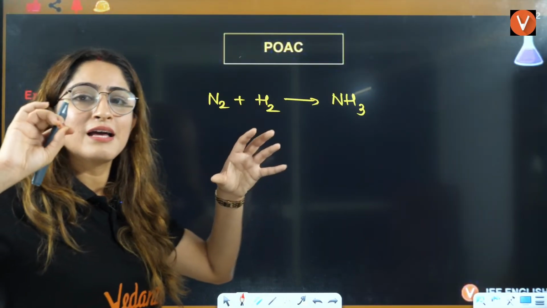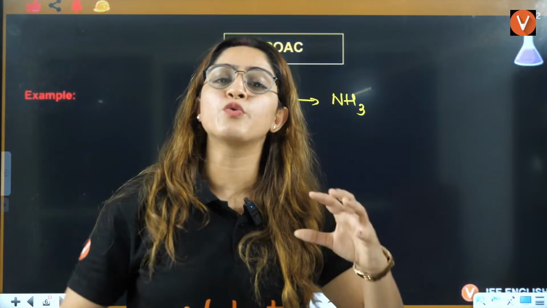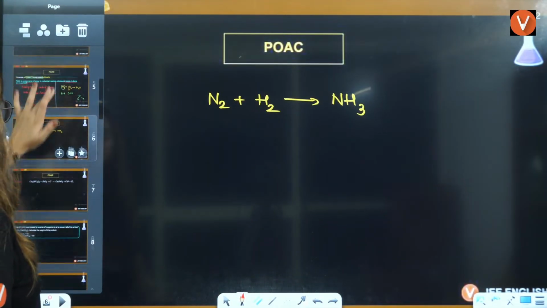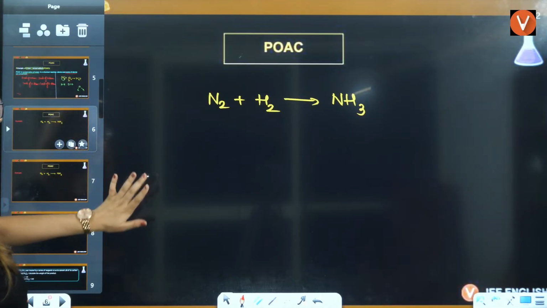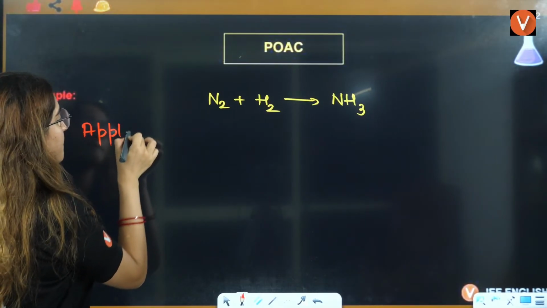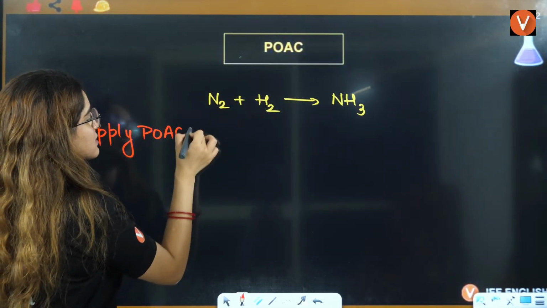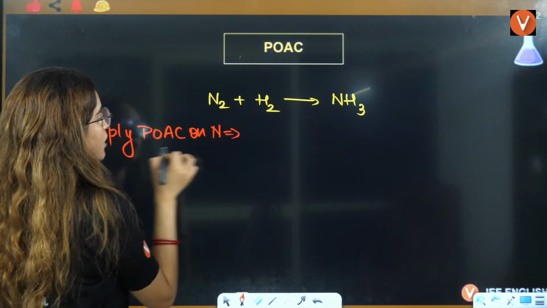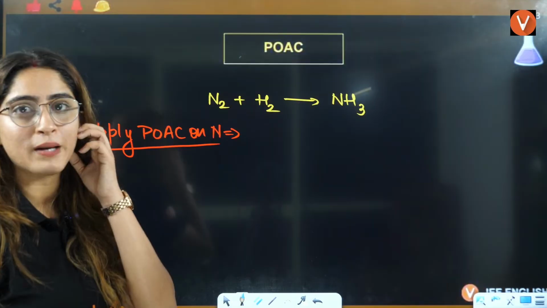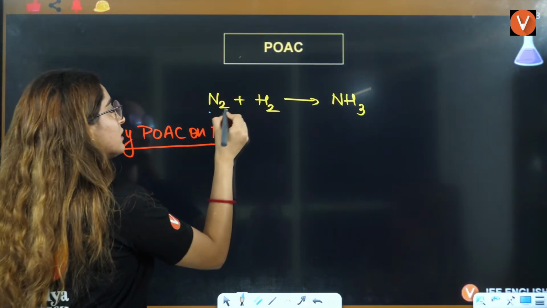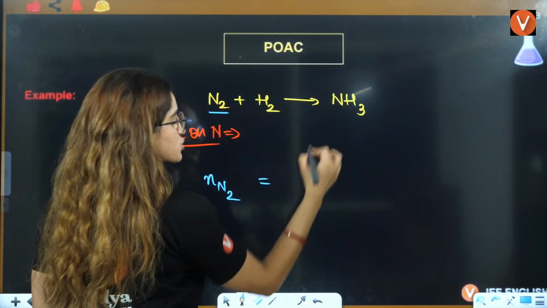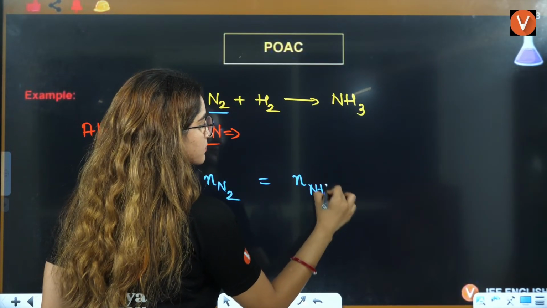Now, we are applying this on atoms. So, one by one, I will apply this on atoms, okay? The first atom that I have is nitrogen. So, you will say apply POAC on nitrogen. If you have to apply POAC on nitrogen, how will you apply? First, you will take the number of moles of nitrogen. Here, equate this to the number of moles of NH3.